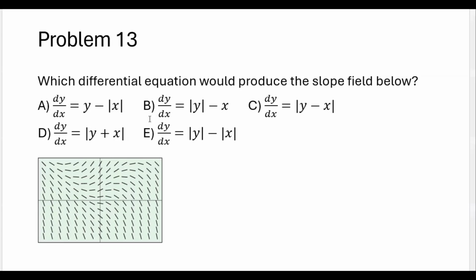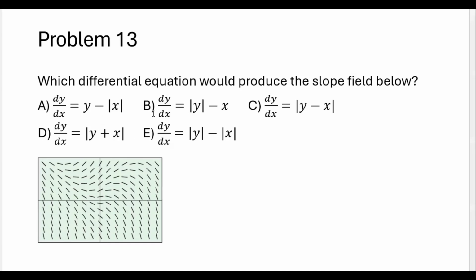For this, can we reason something to eliminate E? Let's see. When y is equal to x, the slope should be 0. Do we have that? Y equals x, the slope should be 0. Doesn't look like it, especially not over here, right? So we could probably eliminate E, okay? So we're left with A or B right now.